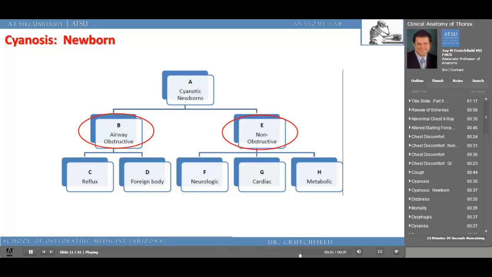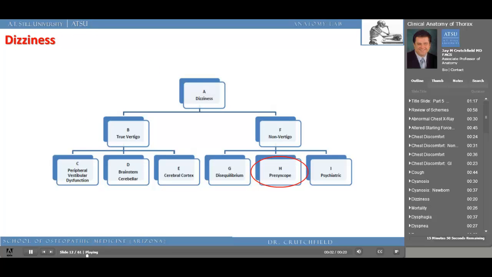How can dizziness be related to anatomy of the heart and to the mediastinum or the thoracic cavity? If the patient has a cardiac arrhythmia, they can become dizzy. Or if they've had a heart attack, they can become dizzy. Or if they have pneumonia or sepsis, this can also cause dizziness.